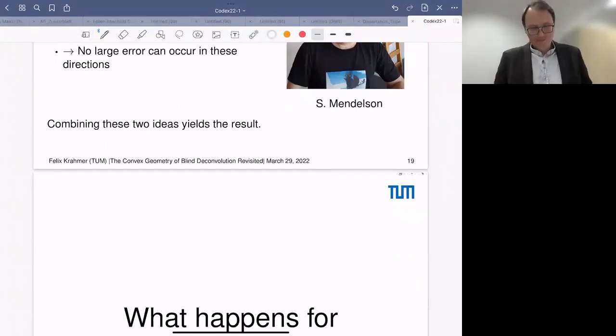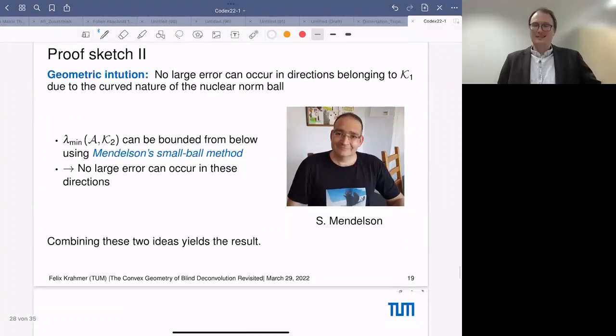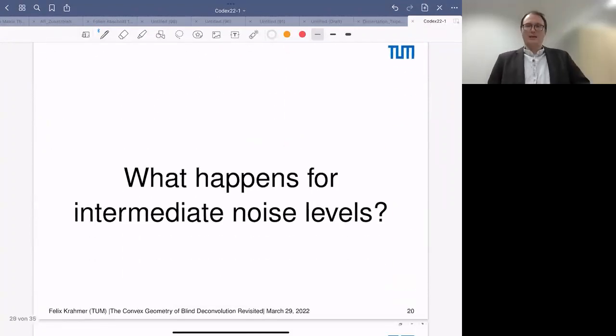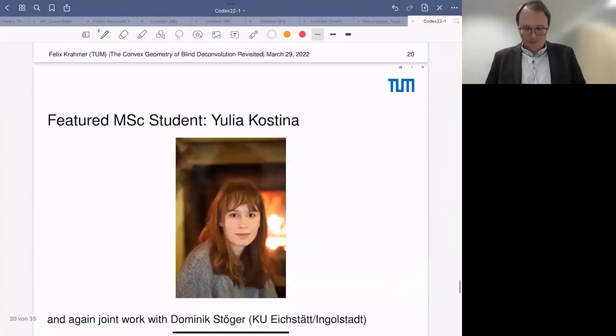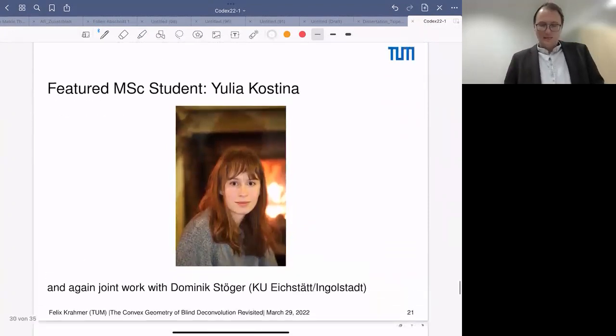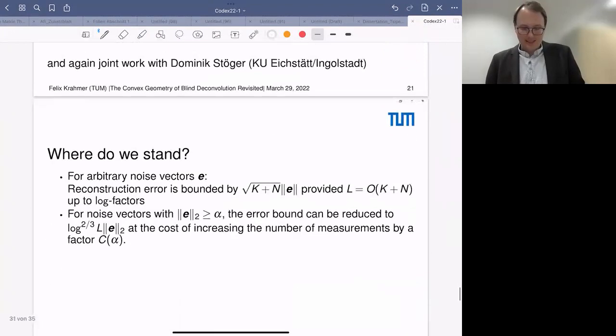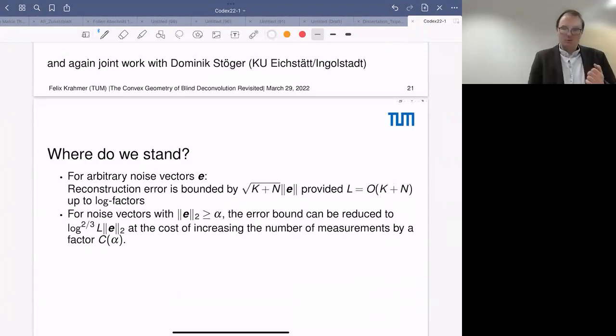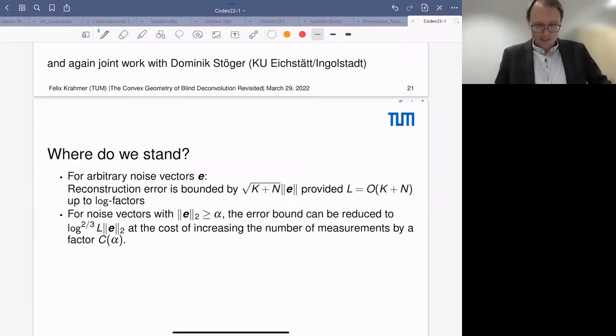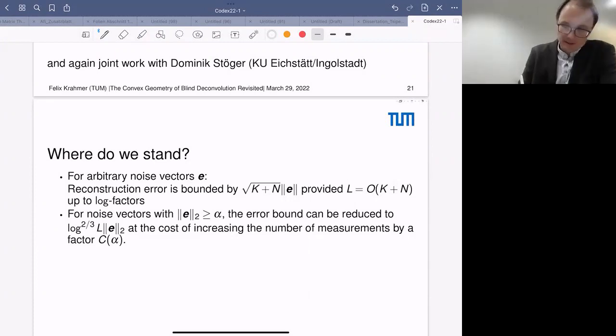Now let me say, okay, this is sort of the status that was 3 years ago, and we have been, with my current student Julia, as I mentioned here, who's a master's student, still in joint work with Dominic, continuing the problem, trying to understand things a little bit better. Because what we have been looking at is what happens in the intermediate range. So let me recall where we stand.